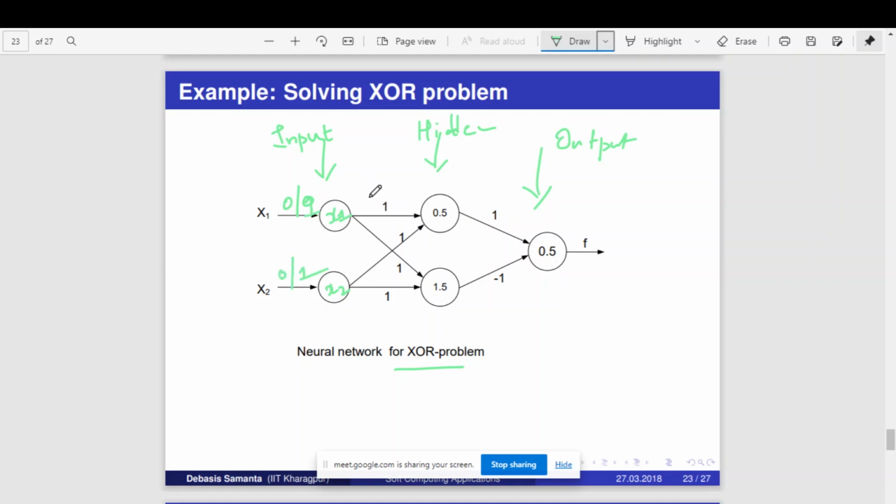So this is the first weight, W11, and this is W12, this is W21, this is W22, right? These are the weights. All these weights are assigned with value 1.